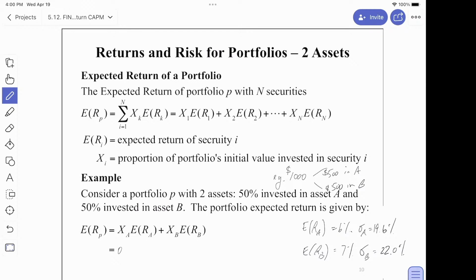So what I do is I put the weight of 50% on the expected return of A, and the weight of 50% on the expected return of B. I could change that, but it's just simple to get the point across. So what would be the expected return for P? The P represents portfolio.